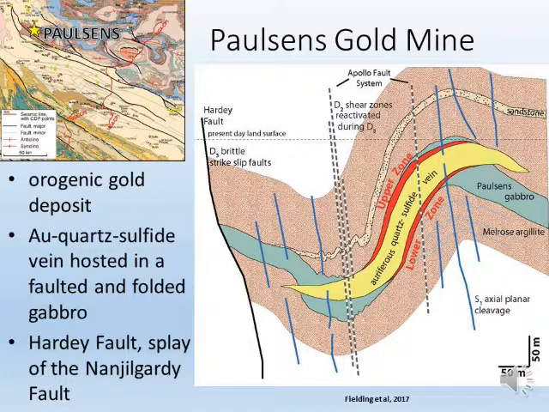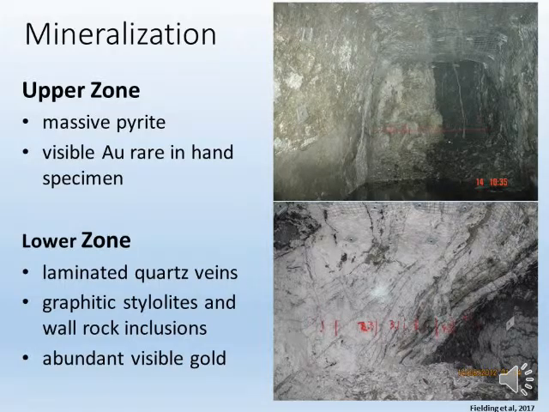So Paulsens is an orogenic gold deposit, and it's formed where we get this Paulsens mine gabbro, which is a gabbroic dike which intrudes into the sediments of the Fortescue group. And during regional scale deformation, we get reactivation along the Hardy Fault, which is the second order structure of the Nanjilgardi, and we get brittle failure of the gabbro and formation of this 40-metre wide quartz sulfide vein, which has mineralisation sitting on the upper and lower margins of the vein walls, so here and here, and it's known as upper zone and lower zone, which are the two main ore bodies.